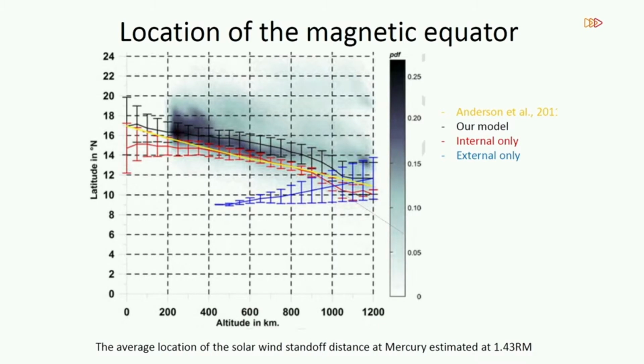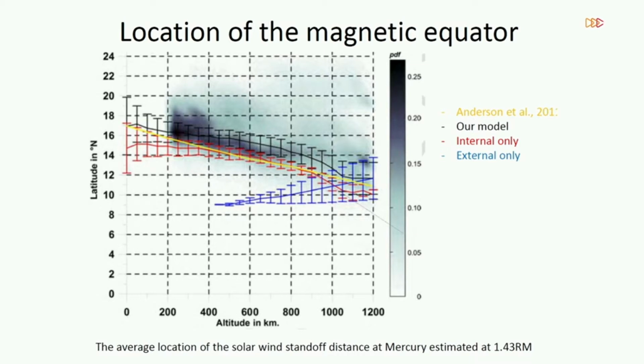Another way to assess this regional model is to look at the location of the magnetic equator. Here it's just the magnetic equator shown from the data, as probability density functions. You see that the black is the model we derive. The red is when you consider only the internal field. And the yellow is the model of Anderson and coworkers. So they are all more or less agreeing with the data. So at least from that perspective, they are more or less equivalent.